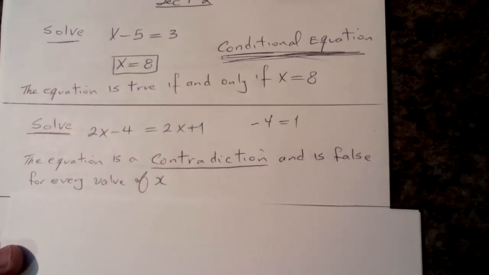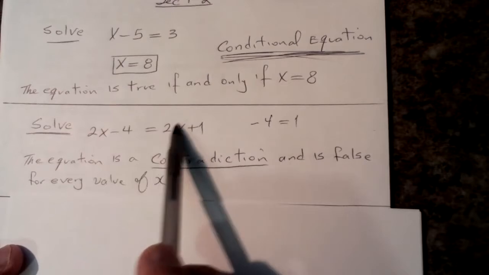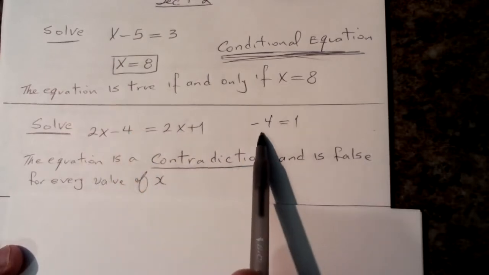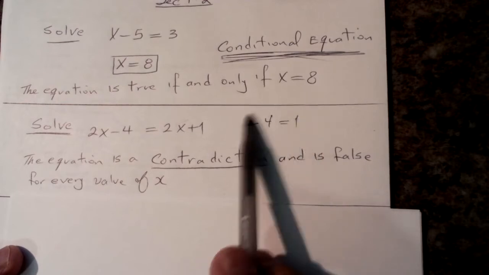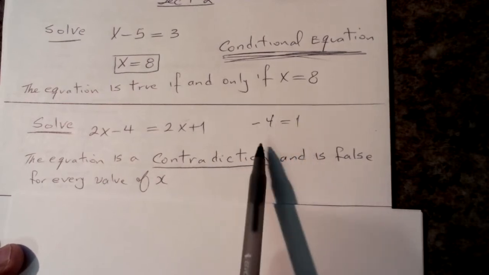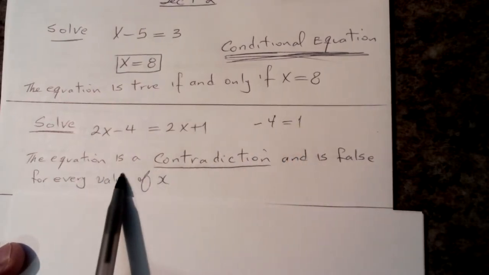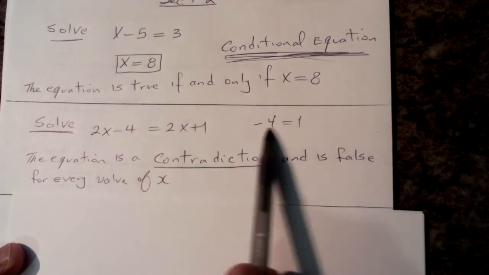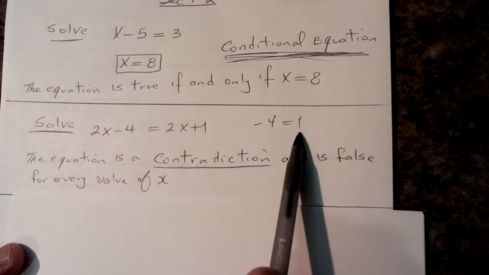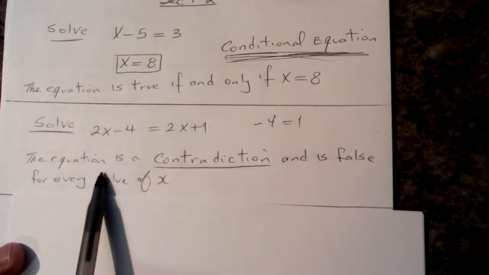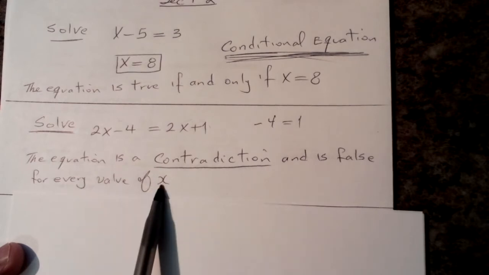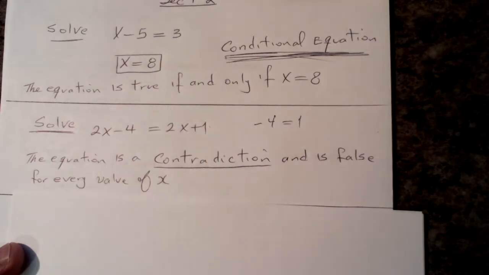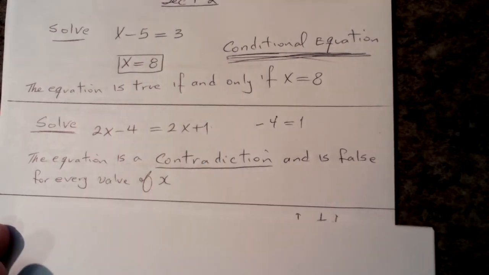On this example, when I want to solve this, 2x and 2x cancel, I end up having something like minus 4 equal to 1, and I know it's not true. Minus 4 and 1 are two different numbers. They cannot be equal. In this case, this equation does not have any solution. You cannot find any x, and you come up with something which is not logically true. So this type of equation, they call it contradictions, and it's false for every value of x. You cannot find any value of x that satisfies this. So they call it contradictions.